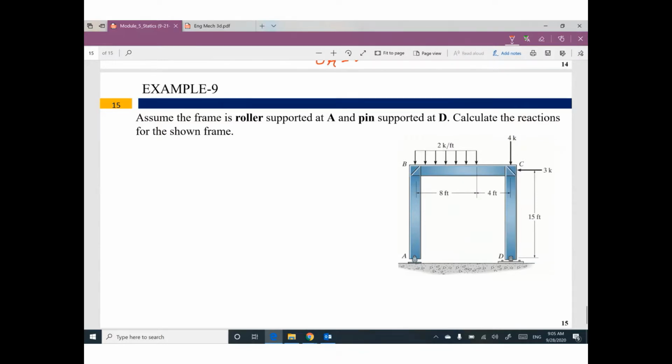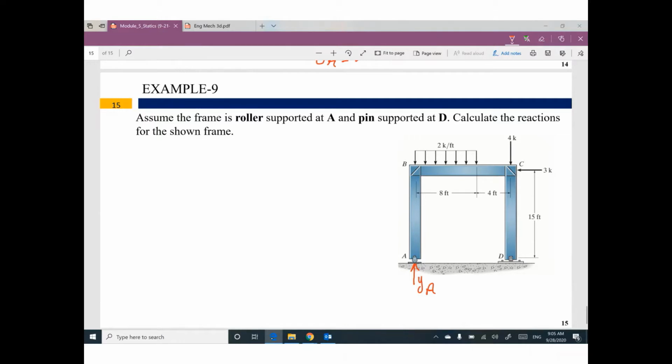This frame is roller supported at A. So A is a roller. So we have only one reaction, this reaction perpendicular to the base of the roller. So we have YA. It's roller. And this frame is pin supported at D. So D is pin or hinge.